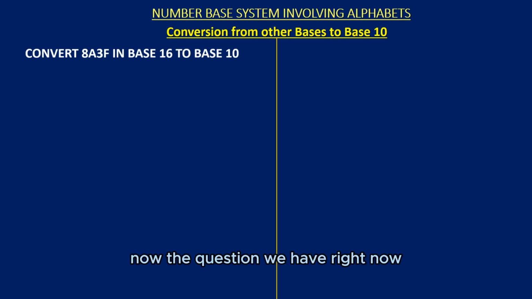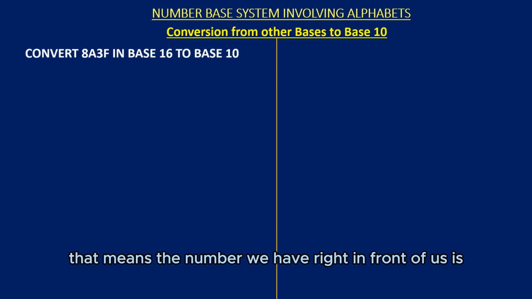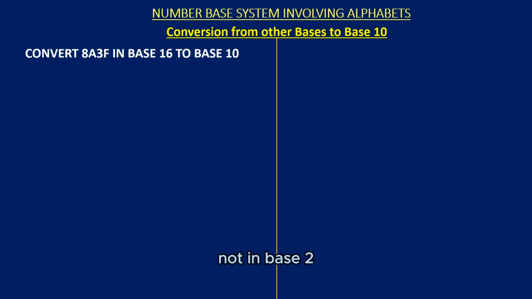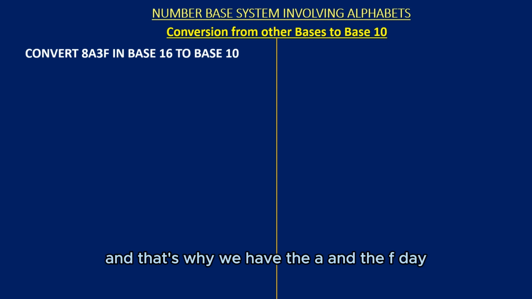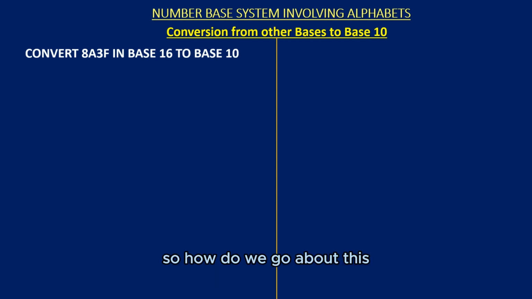Now, the question we have right now before us says convert 8A3F in base 16 to base 10. That means the number we have right in front of us is not in base 2, not in base 3, but base 16. That's the base is bigger than 10, and that's why we have the A and the F there. So how do we go about this? How do we solve this?